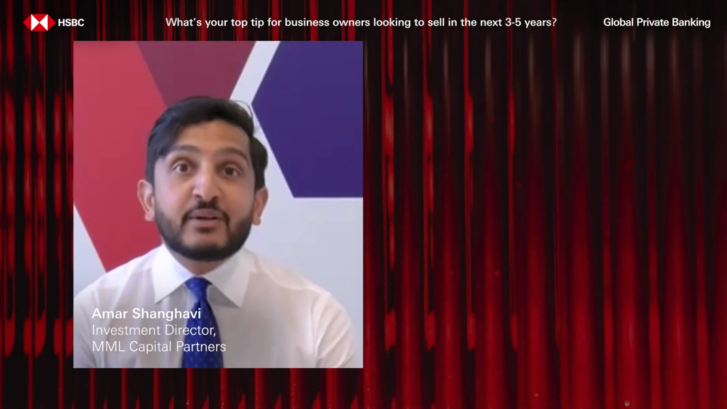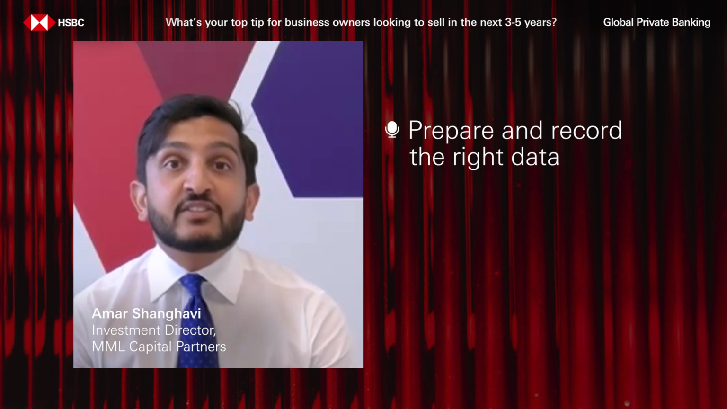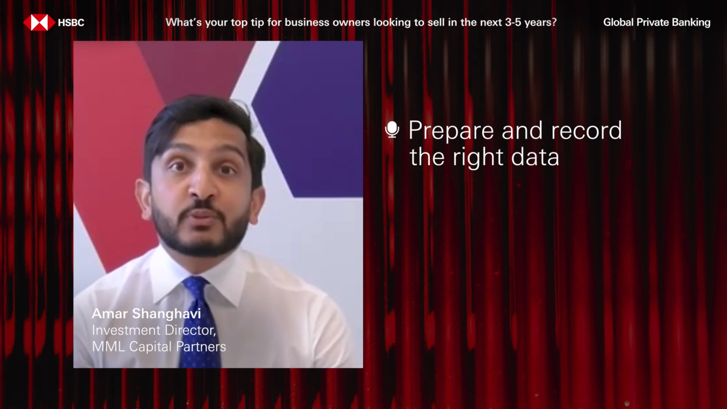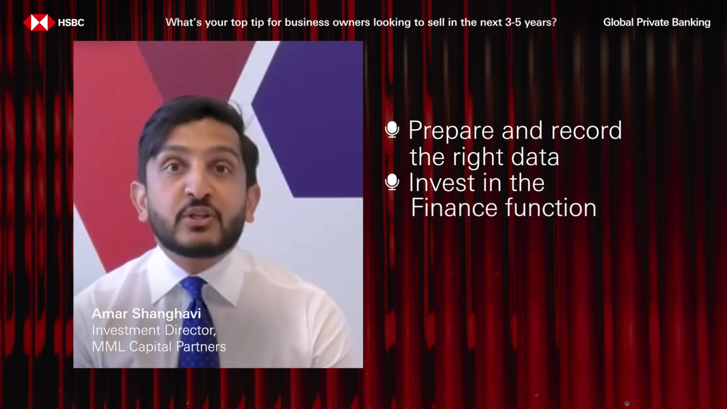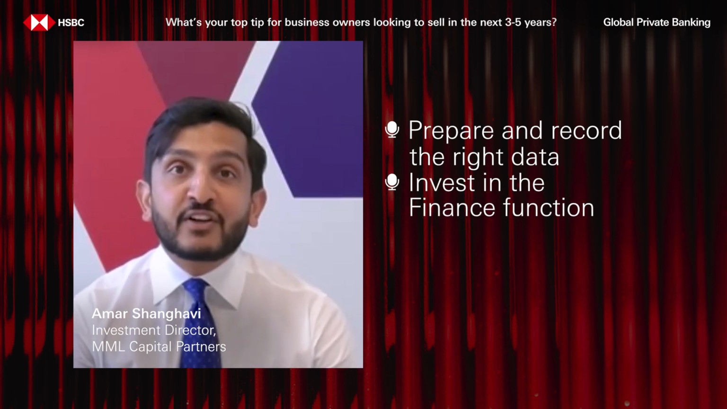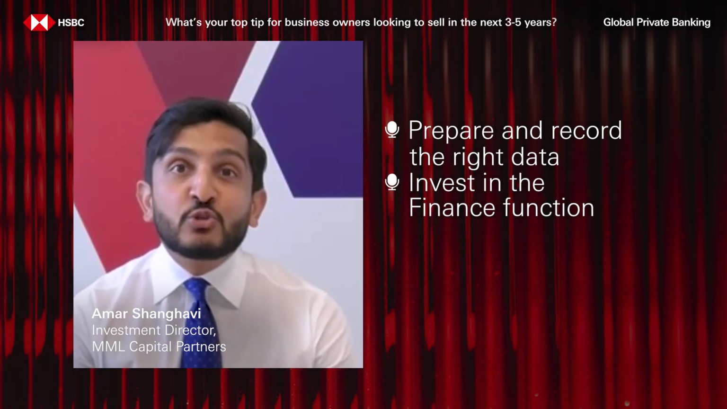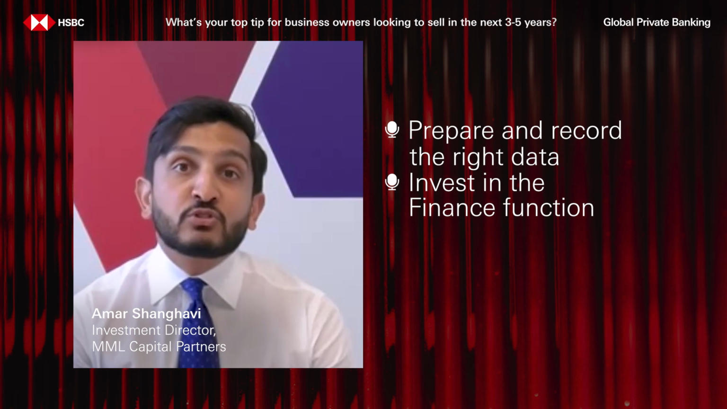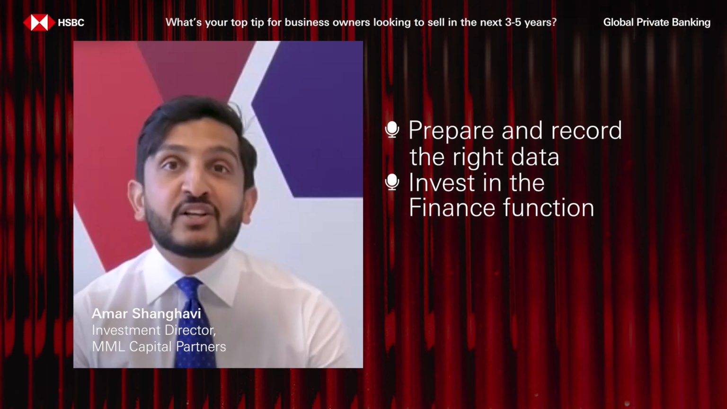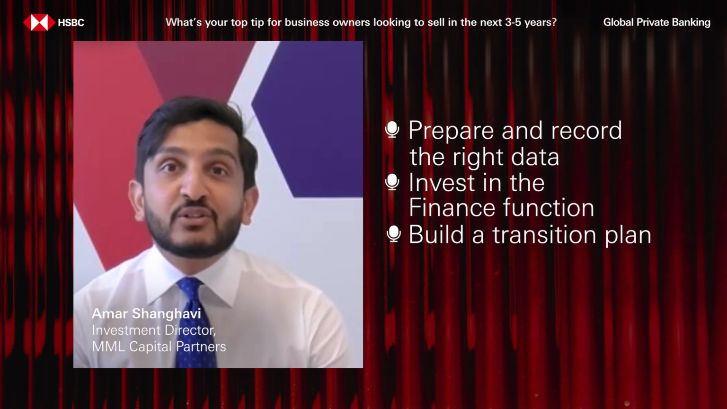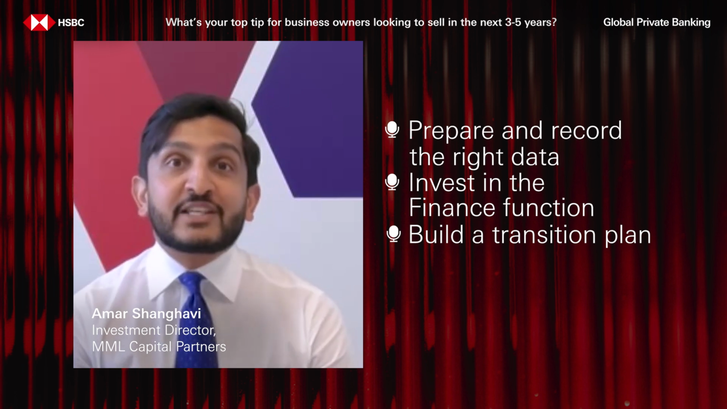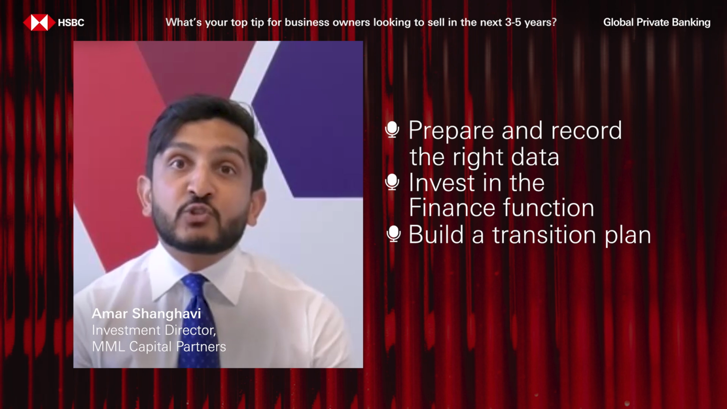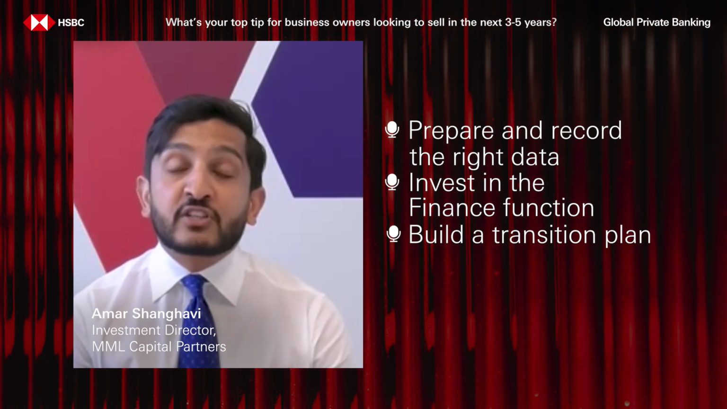Firstly, prepare. Make sure you're recording the right data to give the buyer the best possible information to make an informed decision. Secondly, finance function. Most people underinvest in finance functions, and that is usually the part of the business that gets most strained through a transaction process. Thirdly, transition. Often great businesses are owned by great shareholders who are looking to sell the business, and most of the value goes with that person. So think about if you need a transition plan for you if you are the major shareholder.